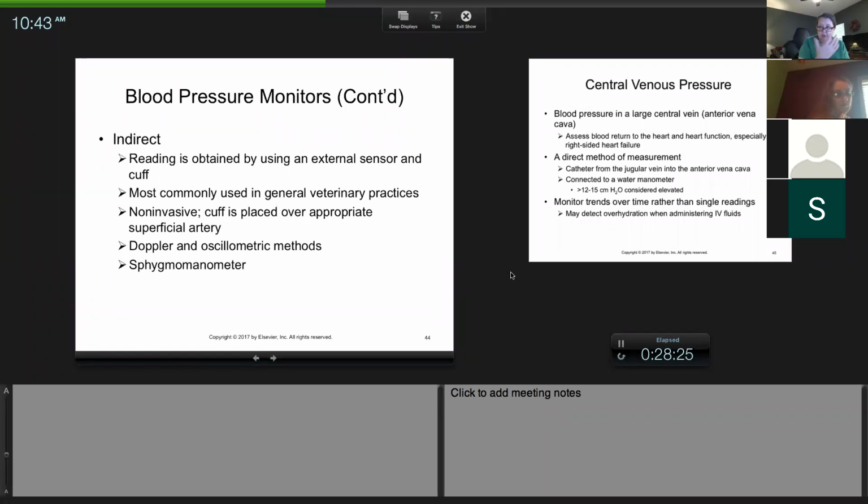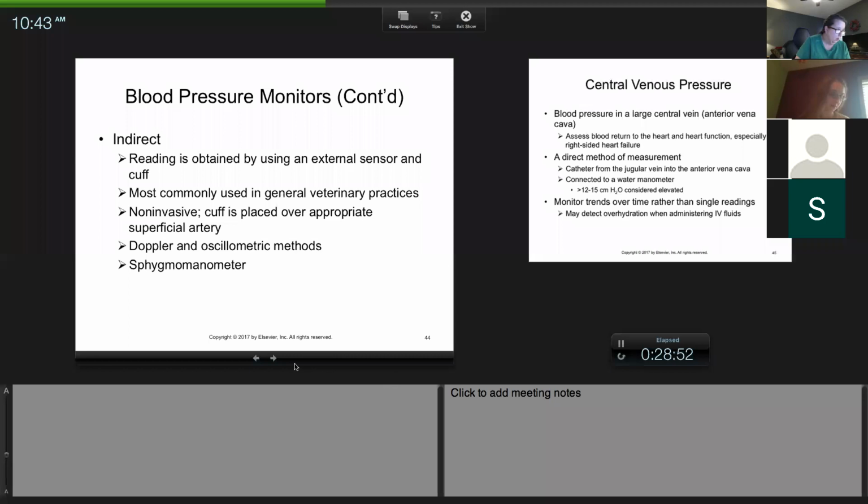Oscillometric is the machine, usually with the ECG. You put the cuff on, you hit the button. You can set it to read every 5 minutes. All of a sudden you'll hear it go, and it puffs up the cuff, and then it gives you a reading. And the Doppler is the little crystal over the artery. And I had sent you videos of these.